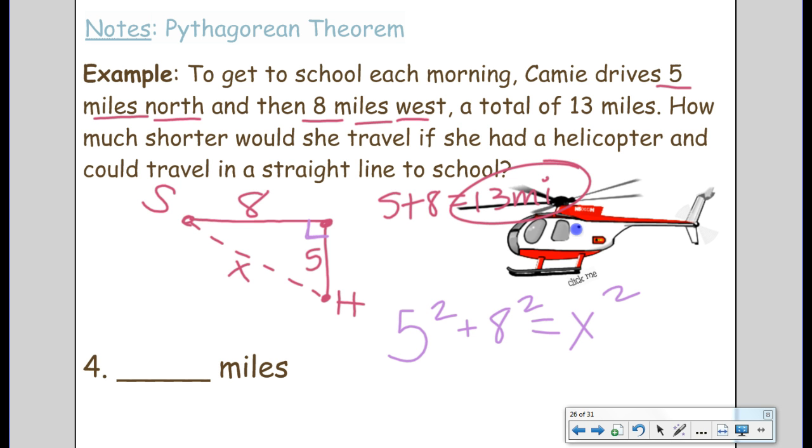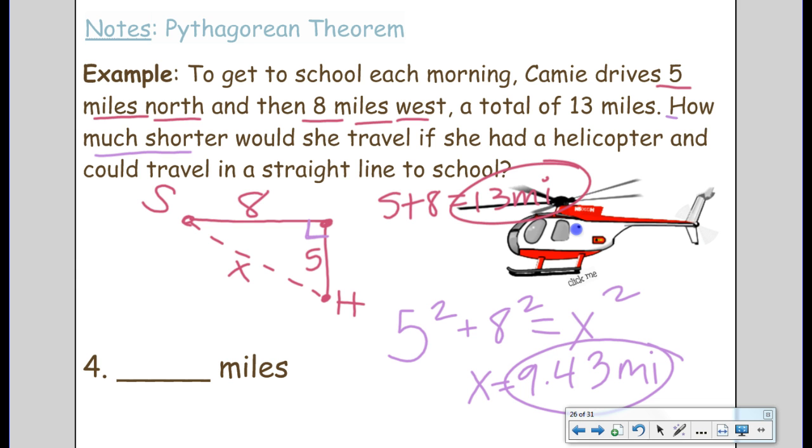Jacob, what is X? 9.43. So we did 5 squared plus 8 squared in our calculator, and then we take the square root of that, which is the opposite of squaring. So the square root of 89 is what you should have done. So if she takes the helicopter, she travels 9 miles. If she takes the car, she travels 13 miles.